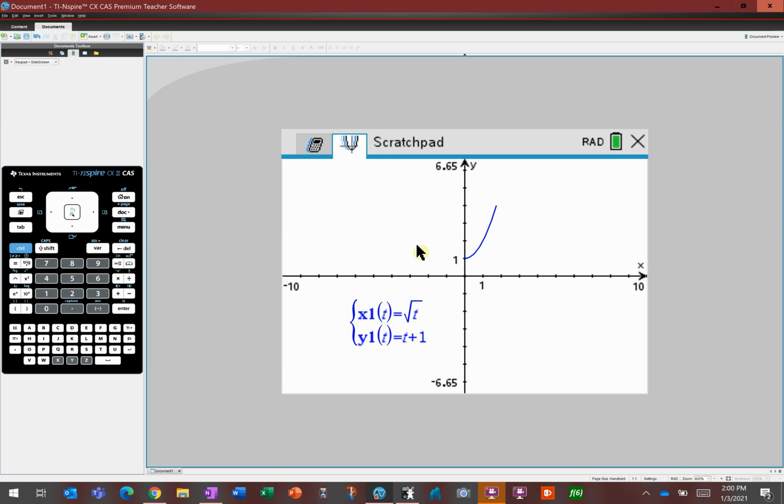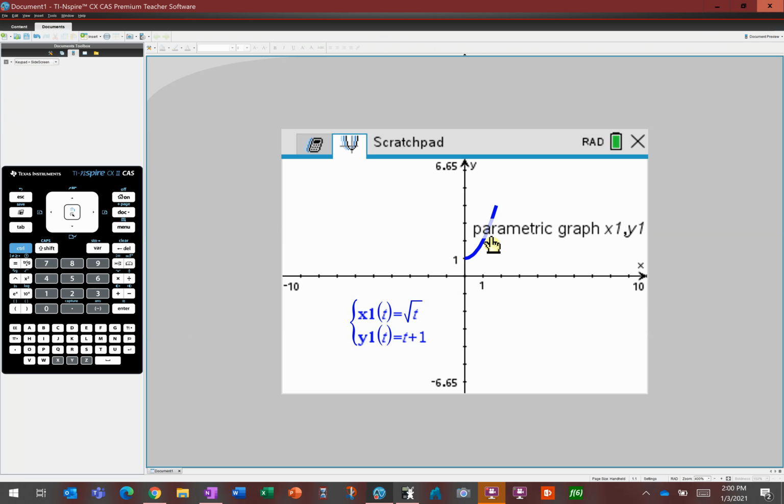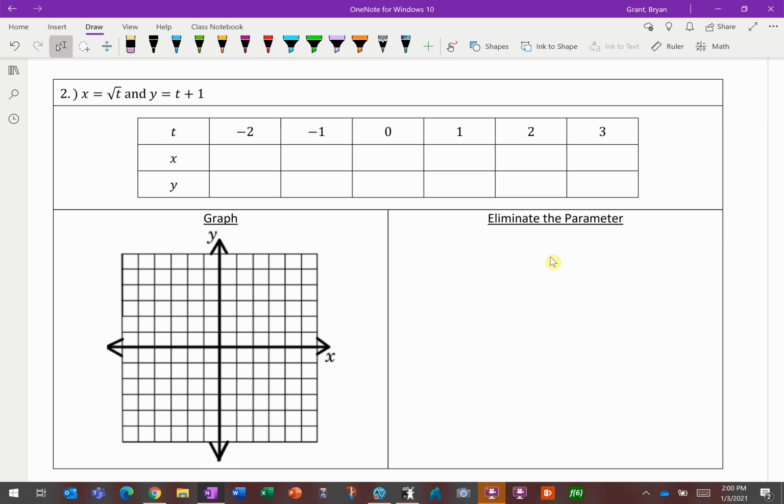So hitting enter here, you won't see too much else, and you also won't see any negatives over here. Why aren't we seeing any negatives? Well, because this is a square root, and I think when you substitute negatives into a square root, it breaks. So no negatives, and it just looks kind of like a parabola again. That's weird. Let's eliminate that parameter and see what happens.